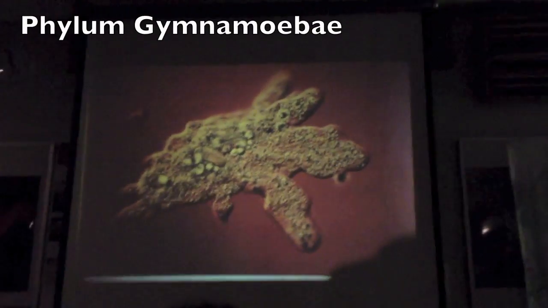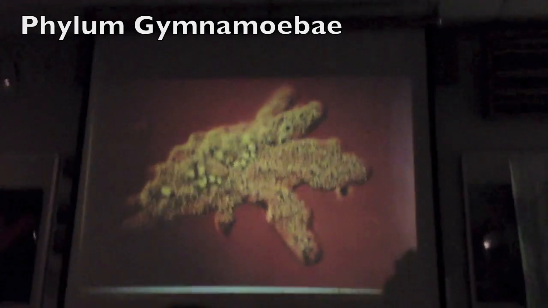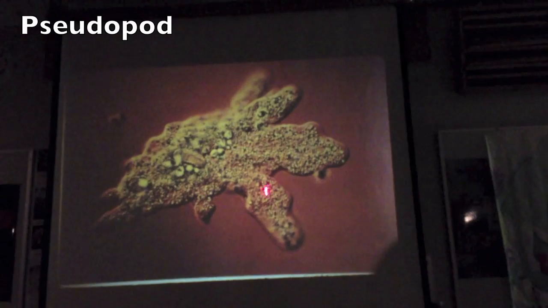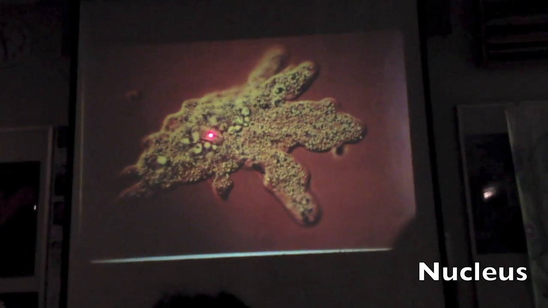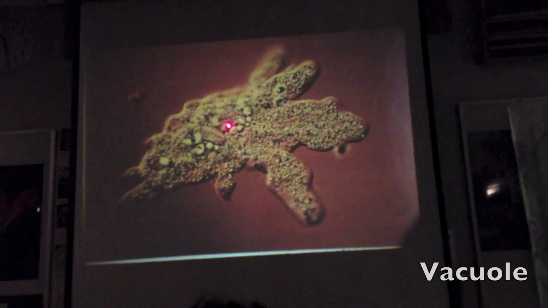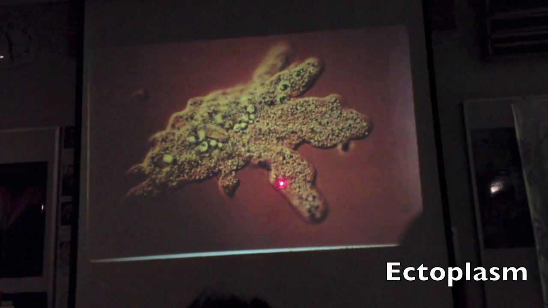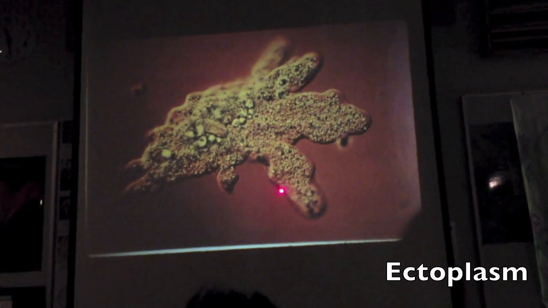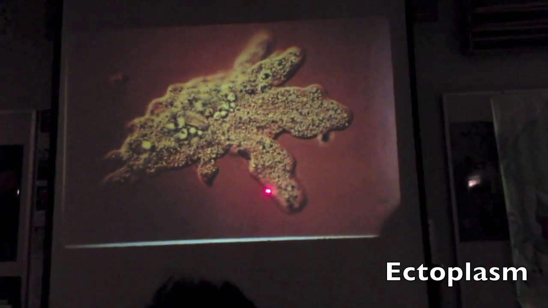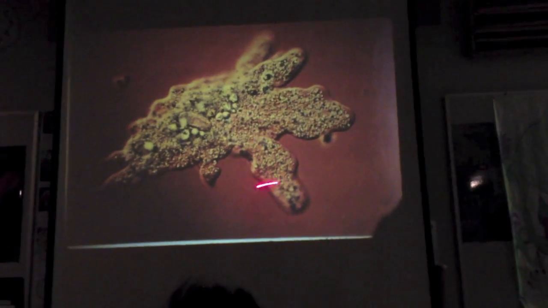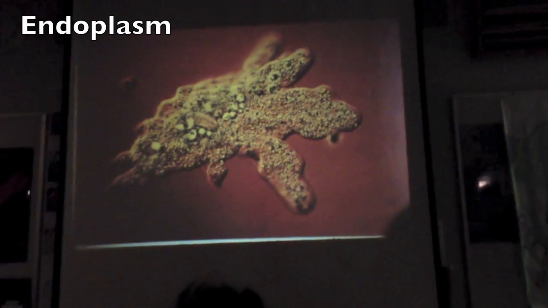What phylum? Gymnoamoeba? And so what's this thing called? Pseudopod, and this? Nucleus. And all these are vacuoles of some kind. And with the pseudopod, you've got two parts. What's the outside part called? What ghosts are made out of? Ectoplasm. Very good. And then just inside of that, you have the cytoplasm inside the ectoplasm. Endoplasm.